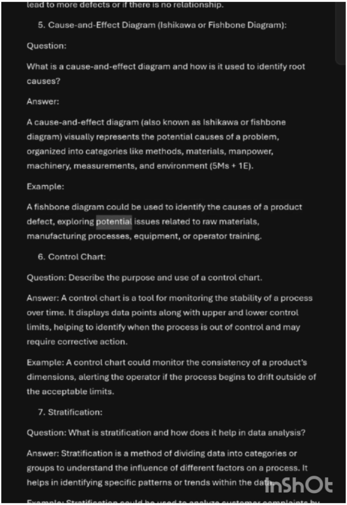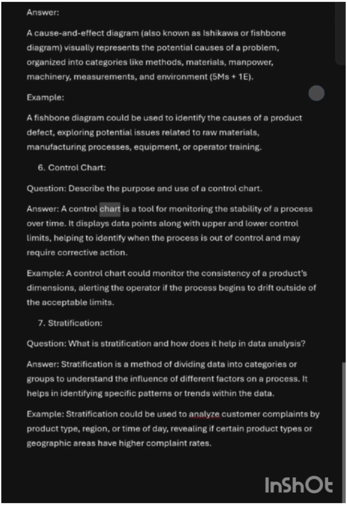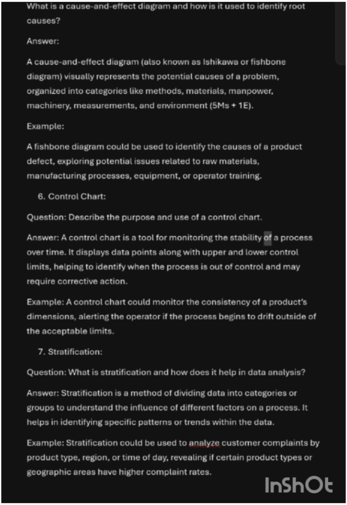6. Control chart. Question: describe the purpose and use of a control chart. Answer: a control chart is a tool for monitoring the stability of a process over time. It displays data points along with upper and lower control limits, helping to identify when the process is out of control and may require corrective action. Example: a control chart could monitor the consistency of a product's dimensions, alerting the operator if the process begins to drift outside of the acceptable limits.